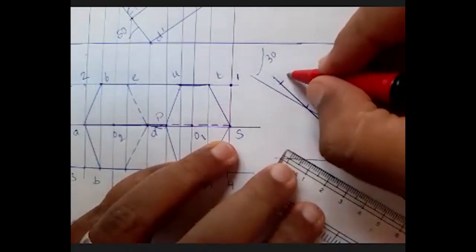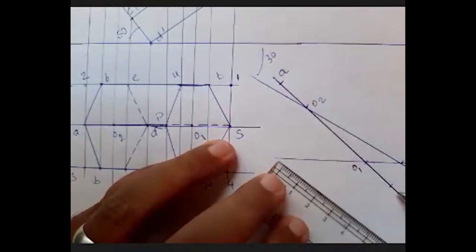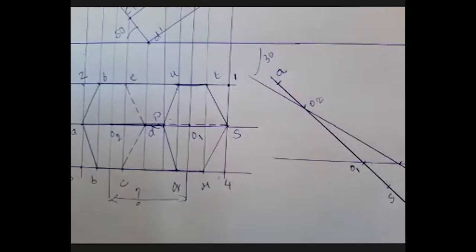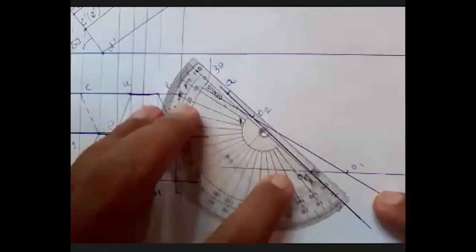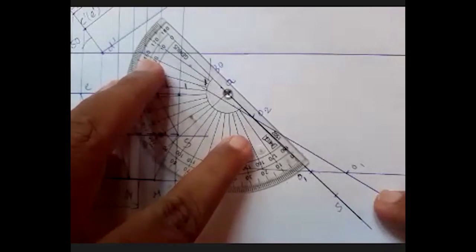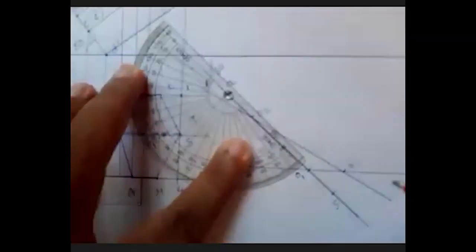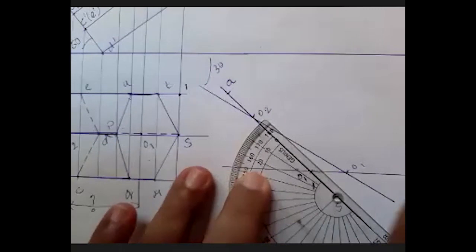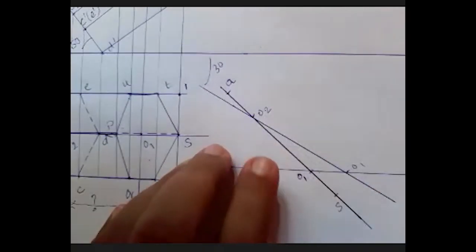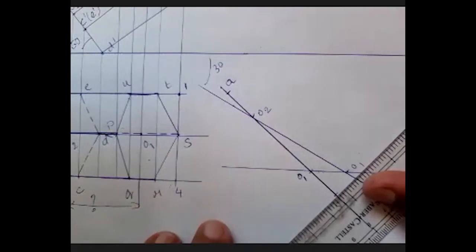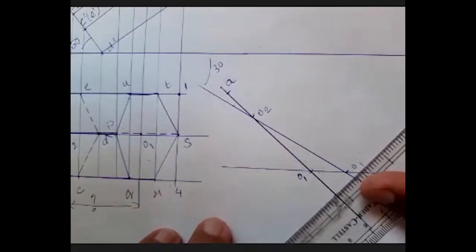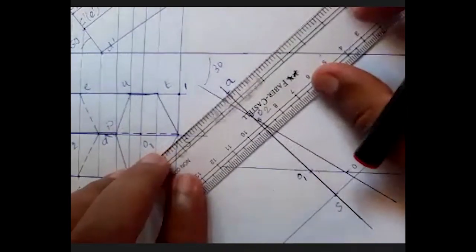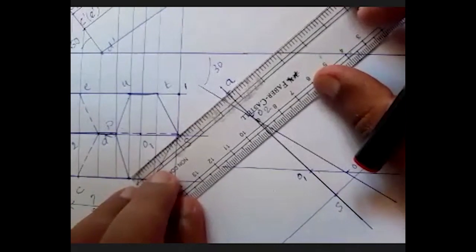So this point is nothing but A for me, and this point is S. Then what I'm going to do is draw a 90-degree line with the new point A as a center. So with point S, I'm going to draw a 90-degree line, and with this point as S, I'm going to draw a line here.